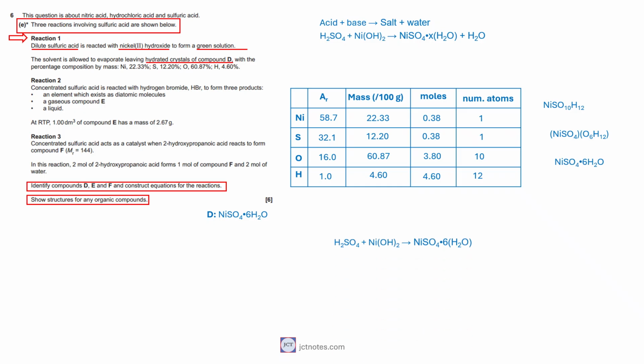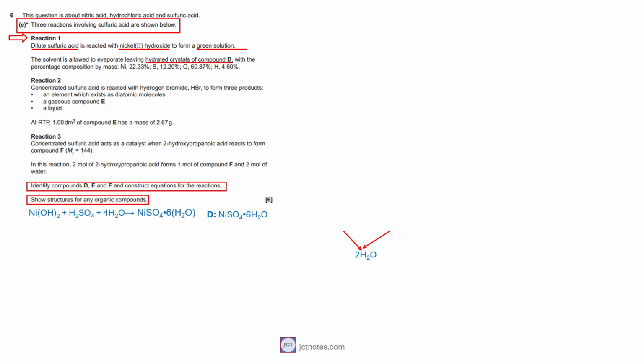The overall reaction is nickel(II) hydroxide plus sulfuric acid gives nickel(II) sulfate hexahydrate. We need to adjust for the water. The neutralization reaction itself produces 2 molecules of water. However, the product contains 6 water molecules as water of crystallization. Therefore, we need 4 additional water molecules on the reactant side. Then, the overall reaction is nickel(II) hydroxide plus sulfuric acid and 4 water gives nickel(II) sulfate hexahydrate.